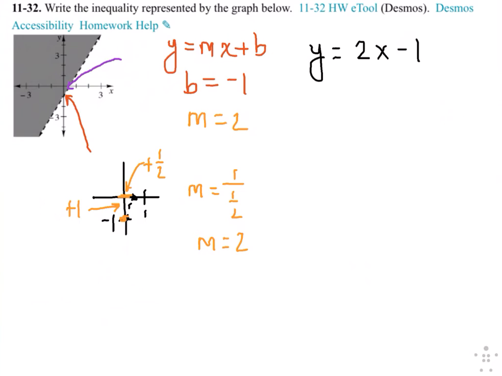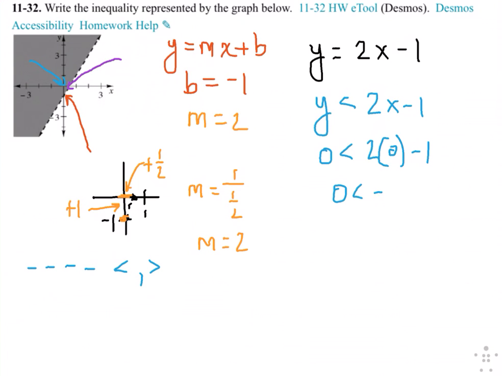So the first thing, since it's a dashed line, we know that it's, dashed line means that it's less than or greater than. So what we can do is just try it in here. So let's try y is less than 2x minus 1. Now I'm going to look for a point in the shaded region to see if it works. So there's a point right there, 0, 0. So I'm going to substitute 0, 0, and 0 is less than 0 minus 1.